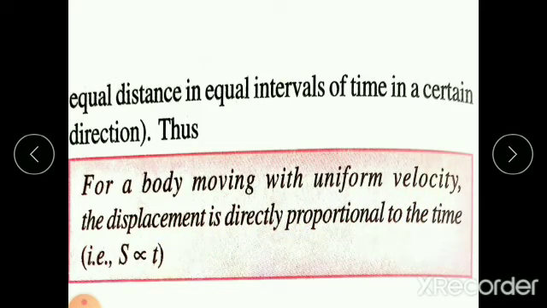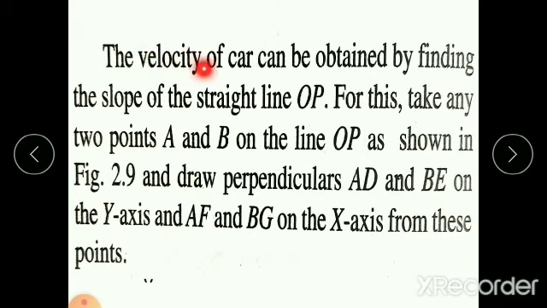Now you have drawn the displacement time graph, and you have to find out the velocity using that graph. So how will you find out the velocity? The velocity of the car can be obtained by finding the slope of the straight line OP.